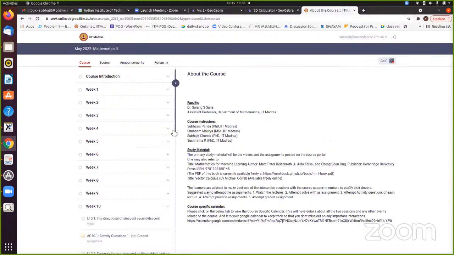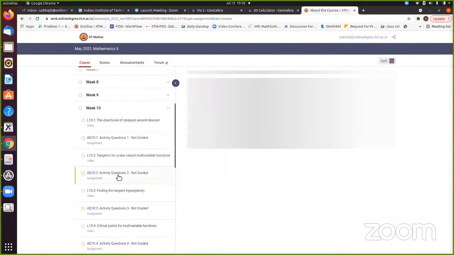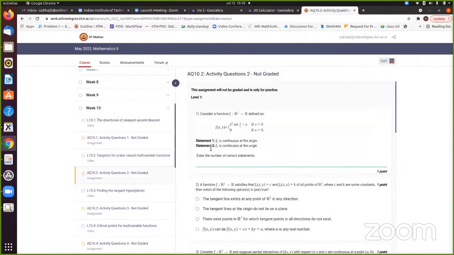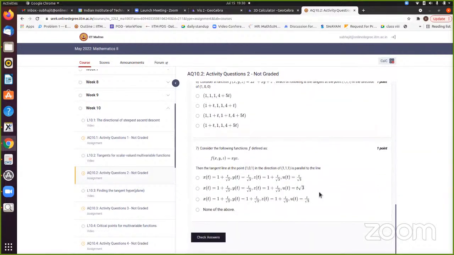10.2, seventh question. There are multiple questions there actually. This is 10.2 seventh question. So what does it mean by parallel to the line? Tangent line at the point in the direction this is parallel to the line. Or you can say the fifth question also, it is also similar.